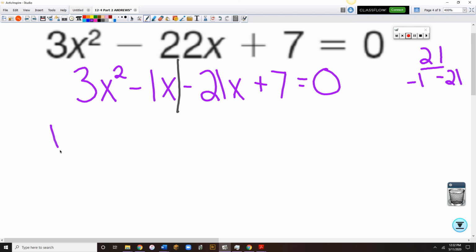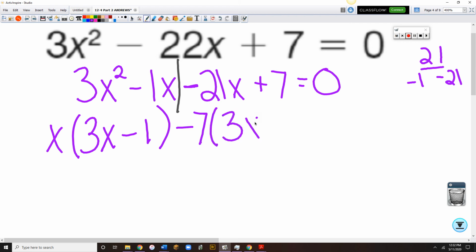So in the first part, I can factor out an x. I'd be left with 3x minus 1. There's a subtraction sign here. If you have a subtraction, you want to factor out something negative. So I'm going to factor out a negative 7. That'll give me 3x, and positive 7 divided by negative 7 would be a minus 1. And I know I did this correctly because 3x minus 1, 3x minus 1, they match. They have to match.